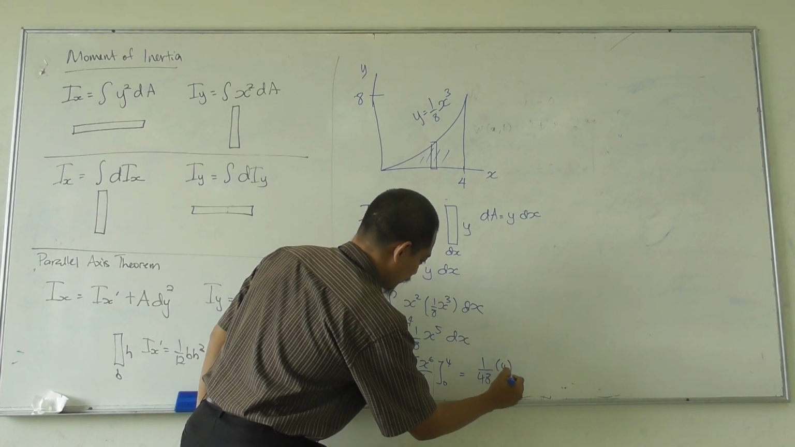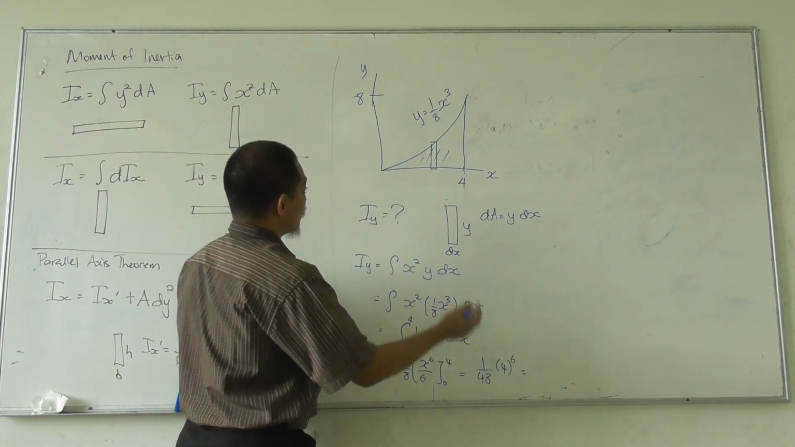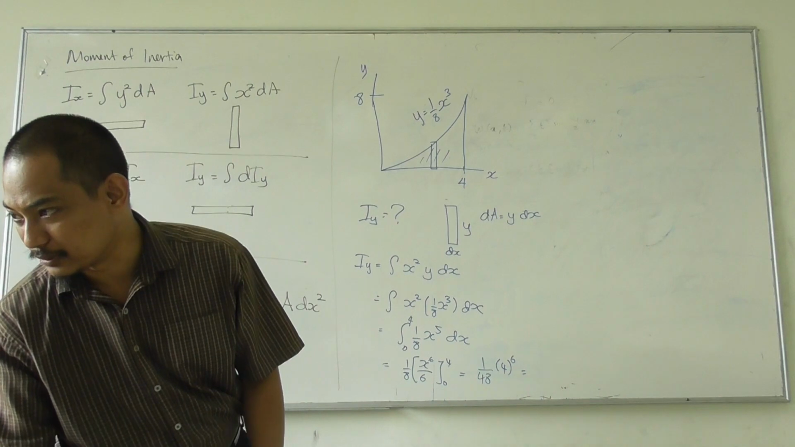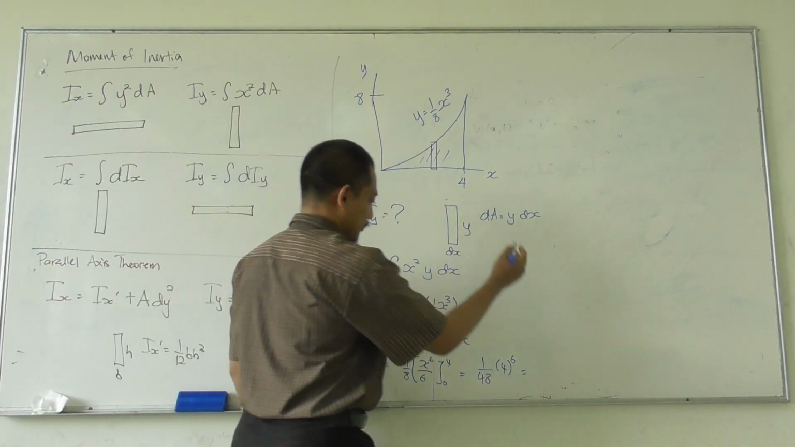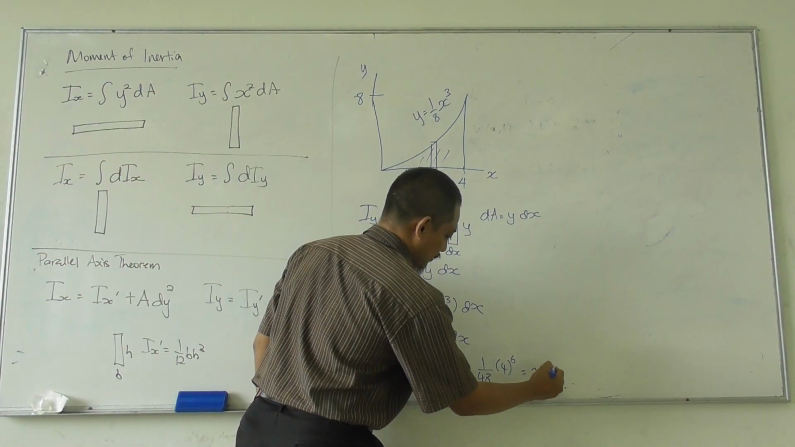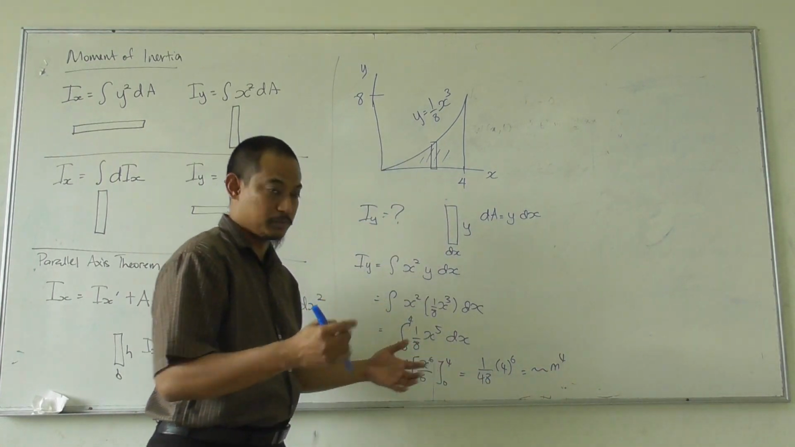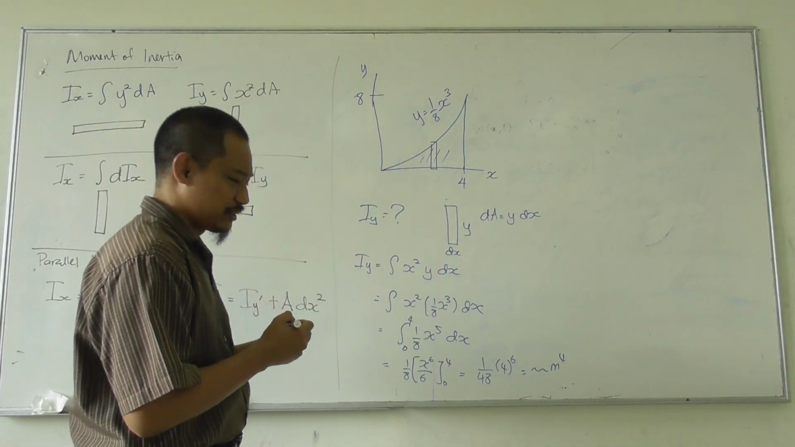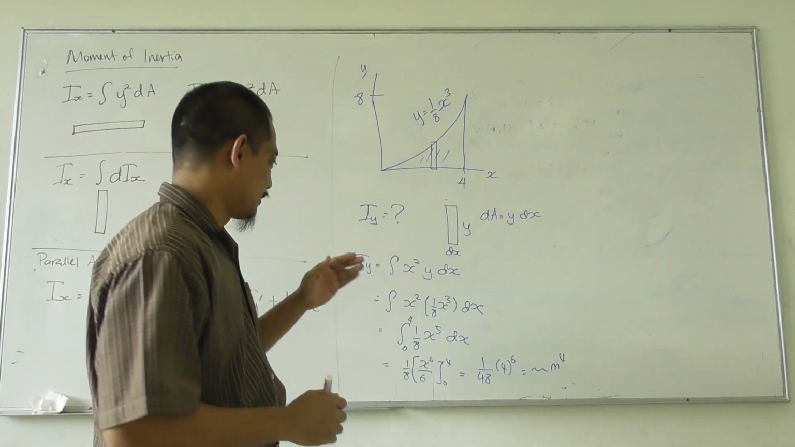Then you have 4 to the power 6, and then you can have something. This is in meters or something. So if the unit is in meters, you have whatever value there, meter to the power 4, or whatever unit to the power 4. Right? So it's quite straightforward if you know what to do. Right? Straightforward.